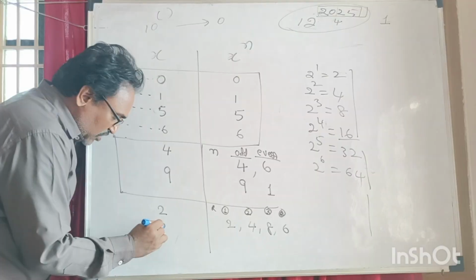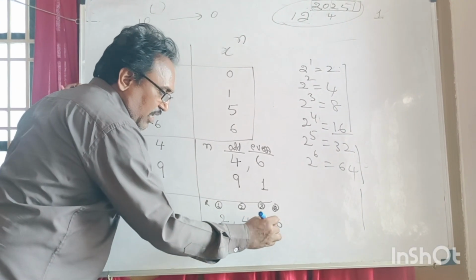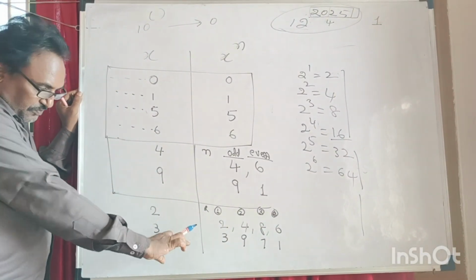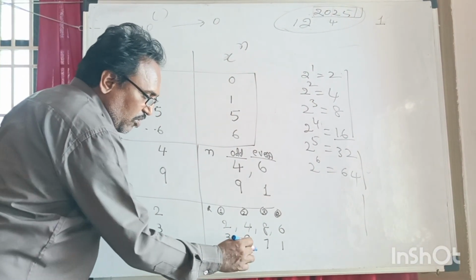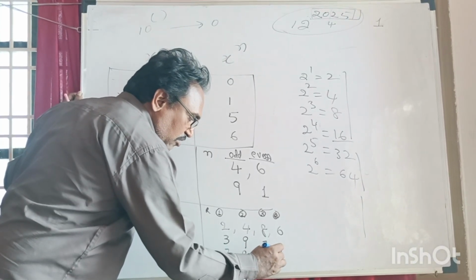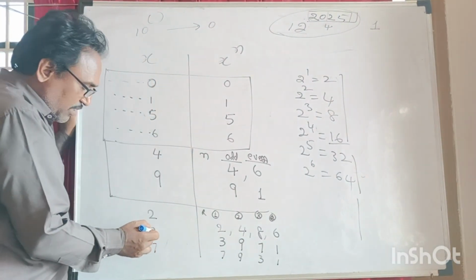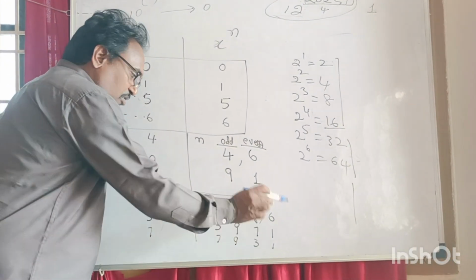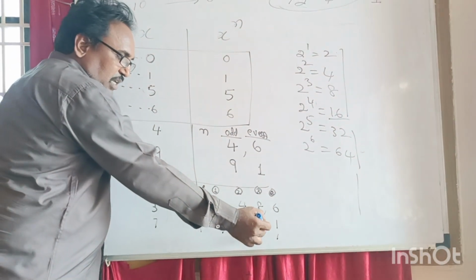Similarly for 3 also. 3 to the power 1 is 3, 3 square is 9, 3 cube is 27, 3 to the power 4 is 81. So 3, 9, 7, 1 will repeat. Similarly, suppose you have 7: 7, 7 square is 49, 7 cube is 343, 7 to the power of 4 ends in 1. So 7, 9, 3, 1 is correct.